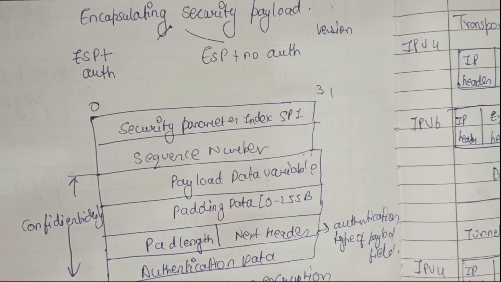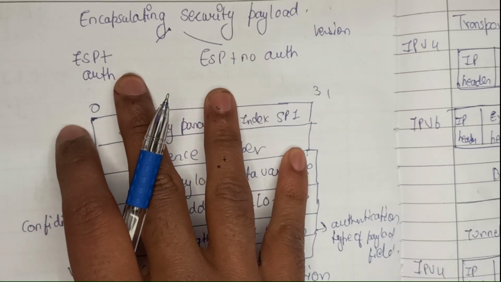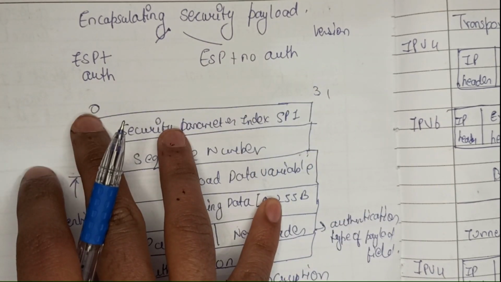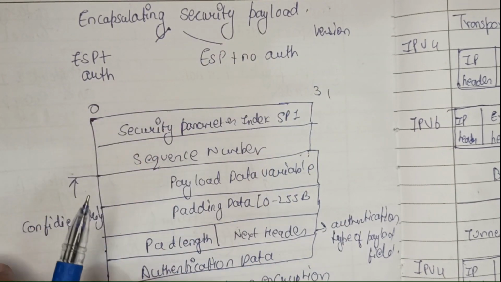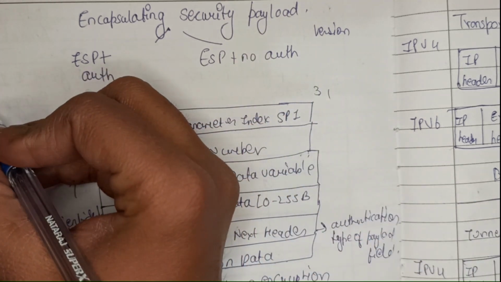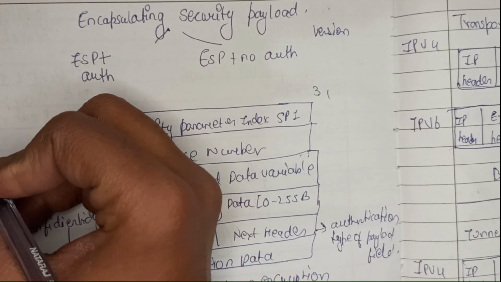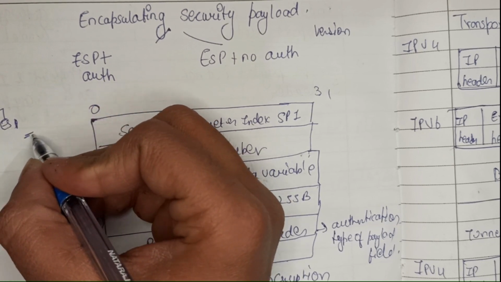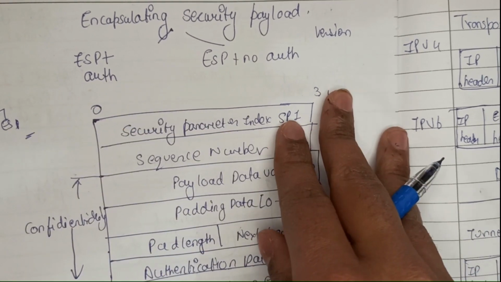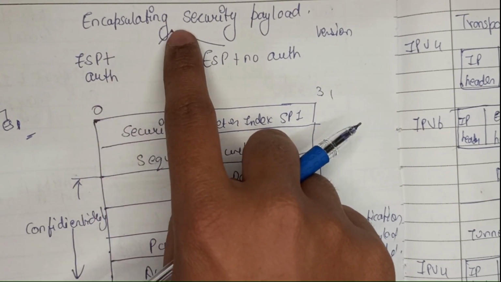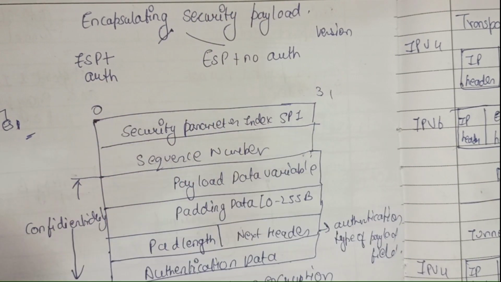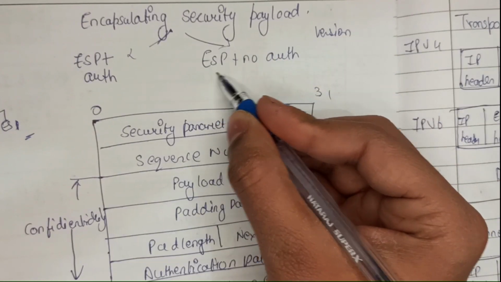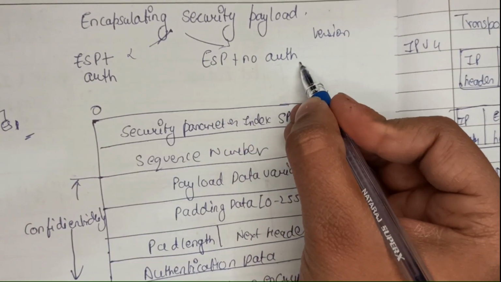And in this video I am going to tell you about the encapsulating security payload. If you have watched the previous videos, I have told you that in IP we use two types of protocol, AH and ESP. AH we have covered, now we are talking about ESP. So what is ESP? ESP is nothing but encapsulating security payload. It works on two bases: ESP with authentication and ESP with no authentication.